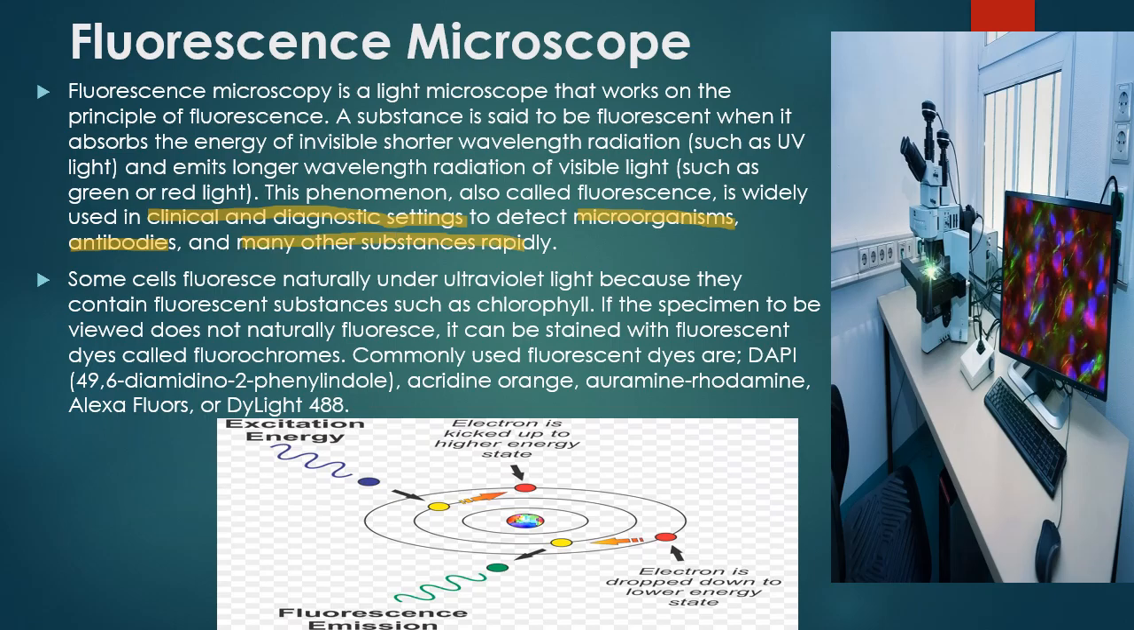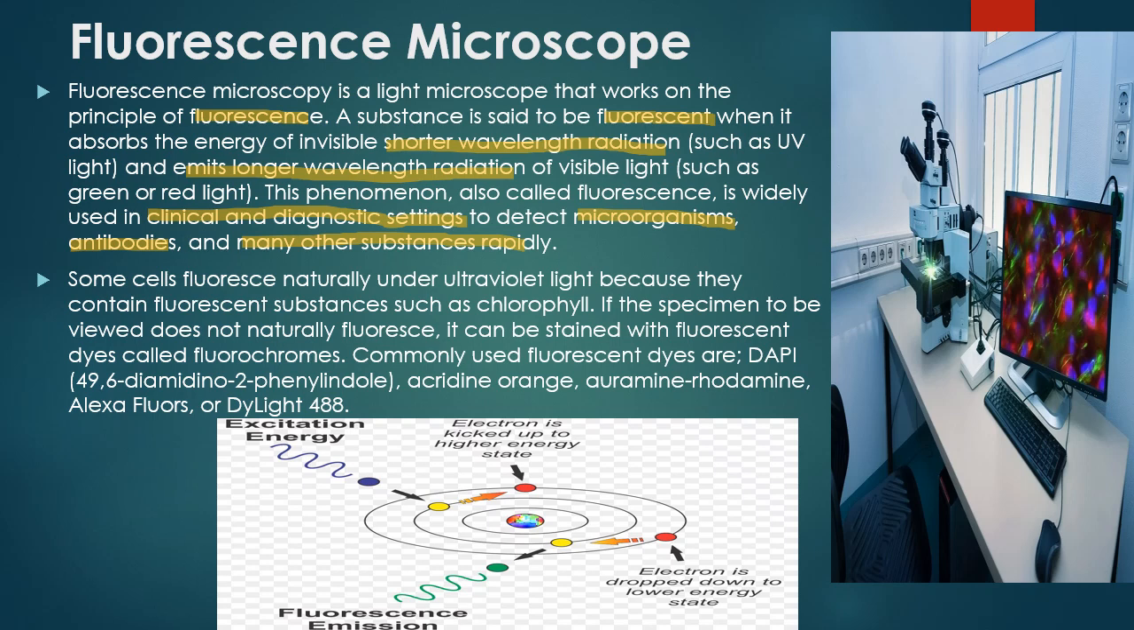This fluorescence microscope mainly works on the principle of fluorescence. So first we should know what is fluorescence. Any substance is said to be fluorescent when it absorbs the energy of shorter wavelength radiation and emits longer wavelength radiation. That means if a substance is able to absorb shorter wavelength radiation and is able to produce longer wavelength radiation, that substance is called a fluorescent substance.